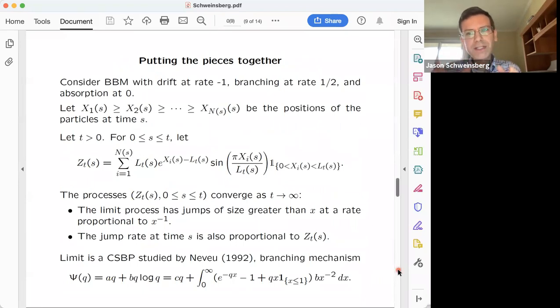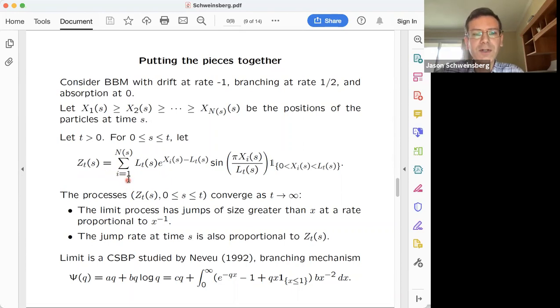So now we can put these pieces together to establish a useful limit theorem. We can let x1(s), x2(s), and so on be the positions of the particles at time s. And now for any positive number t, one can define, for s between 0 and t, this quantity zt(s). And this turns out to be a natural measure of the size of the process at time s.